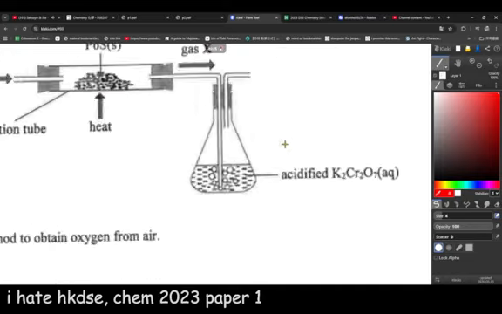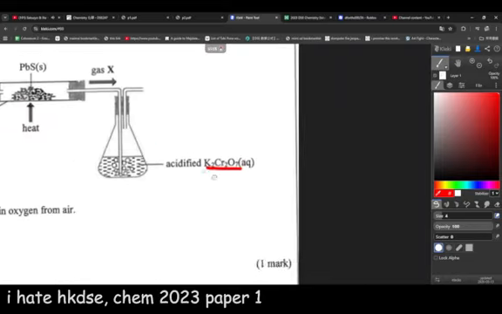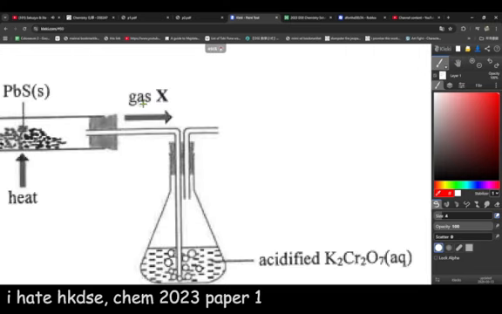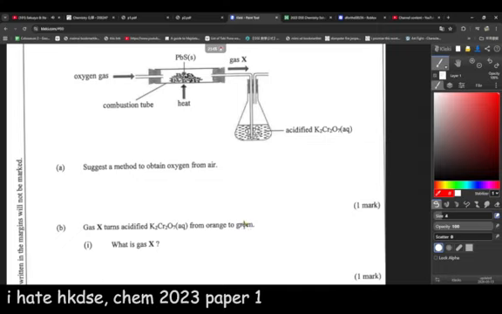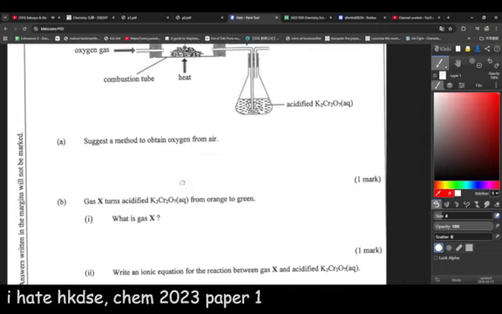Remember, because it's acidified dichromate, that means that gas X is a reducing agent, because this is an oxidizing agent. So, just the method to obtain oxygen from air.